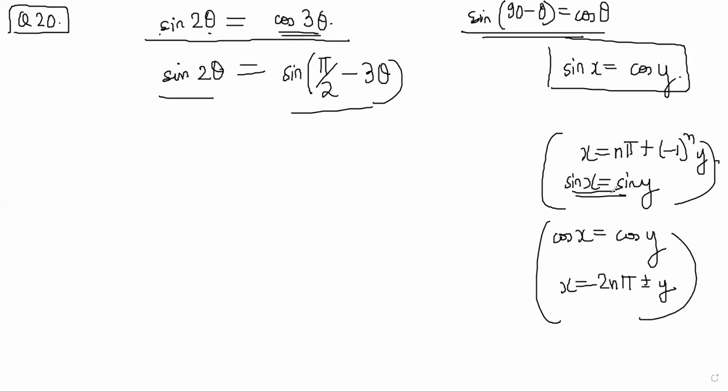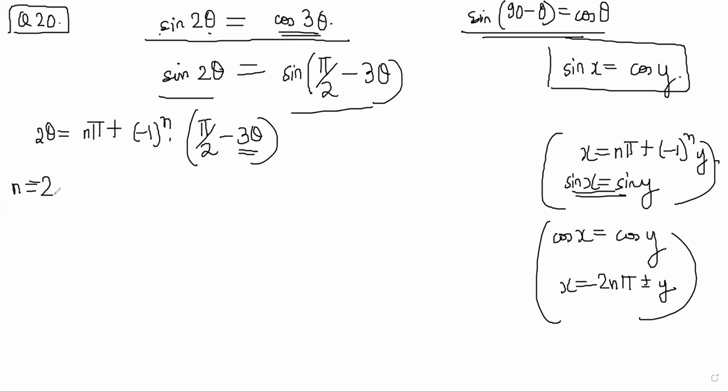Sine 2 theta is equal to sine of 90 minus 3 theta, right? So now I will say 2 theta should be n pi plus minus 1 to the power n pi by 2 minus 3 theta, right? Correct, because it is in the right form, sine x is equal to sine y. But right now my theta is not known, because it is inside here also, no? So what will I do?